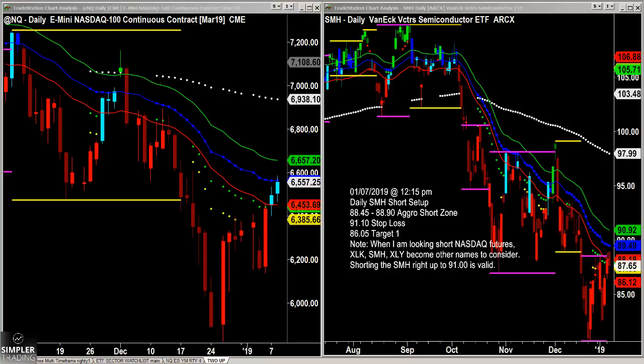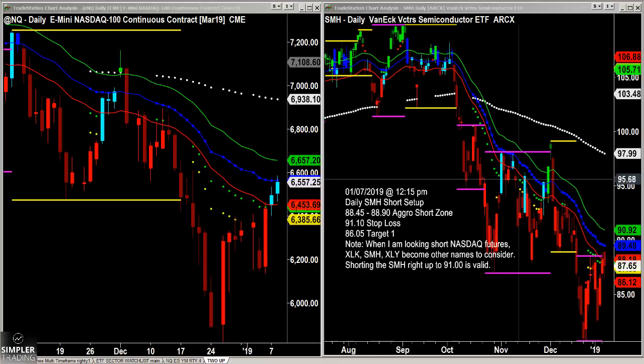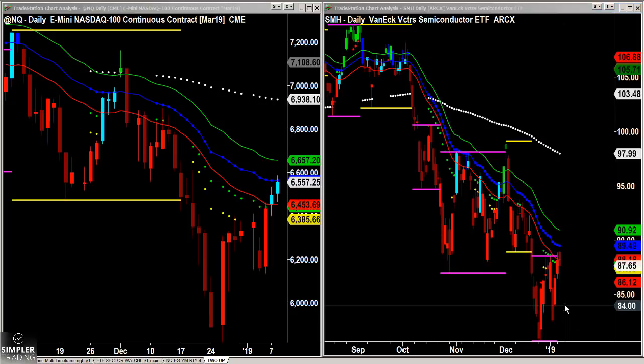And the other alert was the SMH. Now this is semiconductors. It's one of my favorite associated trades anytime I'm looking at a short position in the Nasdaq. And we looked at an aggressive short zone between the 88.45 to 88.90 levels. That gives me 2 levels, kind of a moderate aggressive zone, right? It's the very initial zone that we can get into.